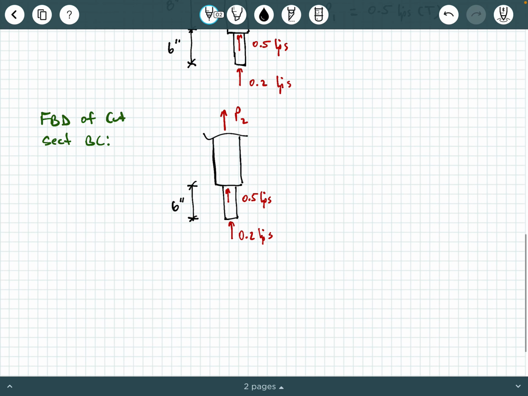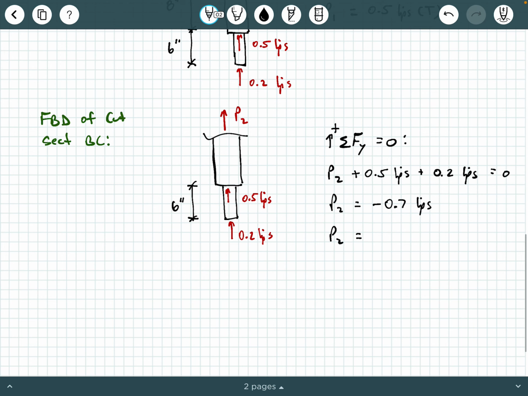So now we're ready. We're going to follow the same process. Sum of the forces in the y direction equals 0, and we're going to have P2 plus 0.5 kips plus 0.2 kips equals 0. We get P2 equals negative 0.7 kips. So what that negative means is the 0.7 kips is actually pointing in the opposite direction of what we assumed in our free body diagram. The negative indicates that this 0.7 kips is actually pointing down.